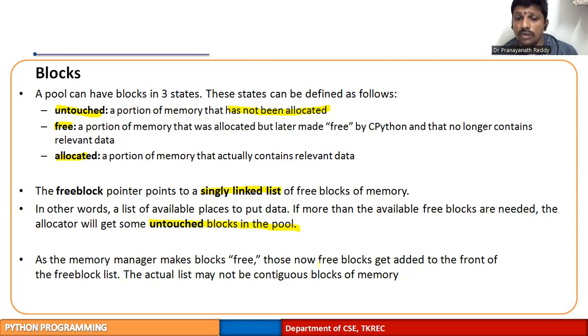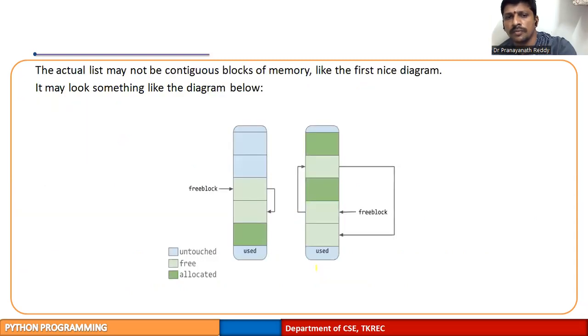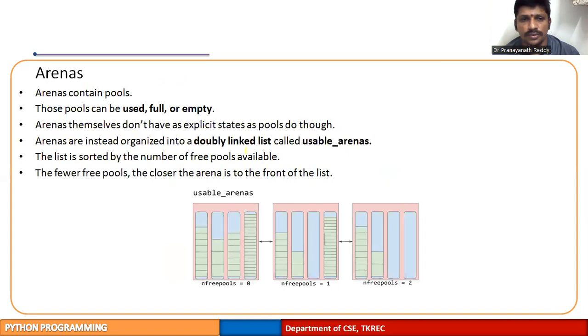And the actual list may not be continuous blocked. Okay, right. So the actual list may not be continuous memory, like you can see here. There is some space that has been allocated here, again here. So you can see there is a free space. Okay. So here is a linked list, single linked list coming from here. Again from here it goes back here, right? Like this. This is a single linked list.